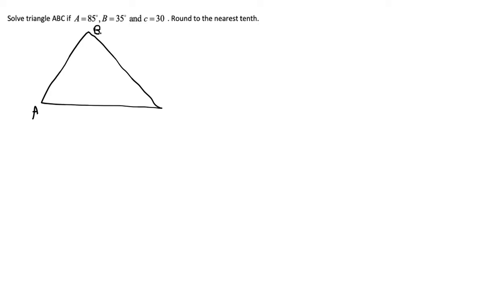So I'll call that one A, the one on the top B, C down here, doesn't really matter. Okay, so we know that A is 85 degrees, so we're given this angle here. B is 35 degrees, and C is length 30, and C is in here. So in this case, we have two angles and an included side, right? The side in between them. That is what's known as an ASA triangle.